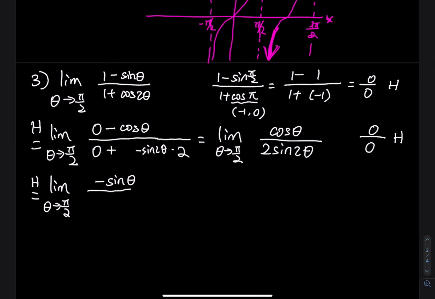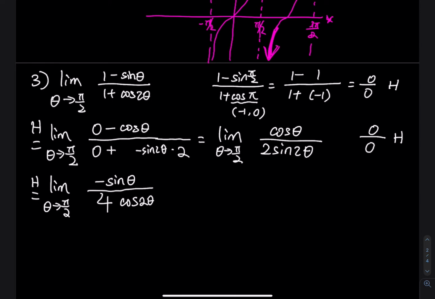And then the derivative of sine is cosine 2 theta, right? And then times 2. So since we have another 2, that is equal to 4. Are we safe to plug in? So if you plug in pi over 2, the top, you have a 1. And then the bottom, cosine of pi is equal to negative 1, right?